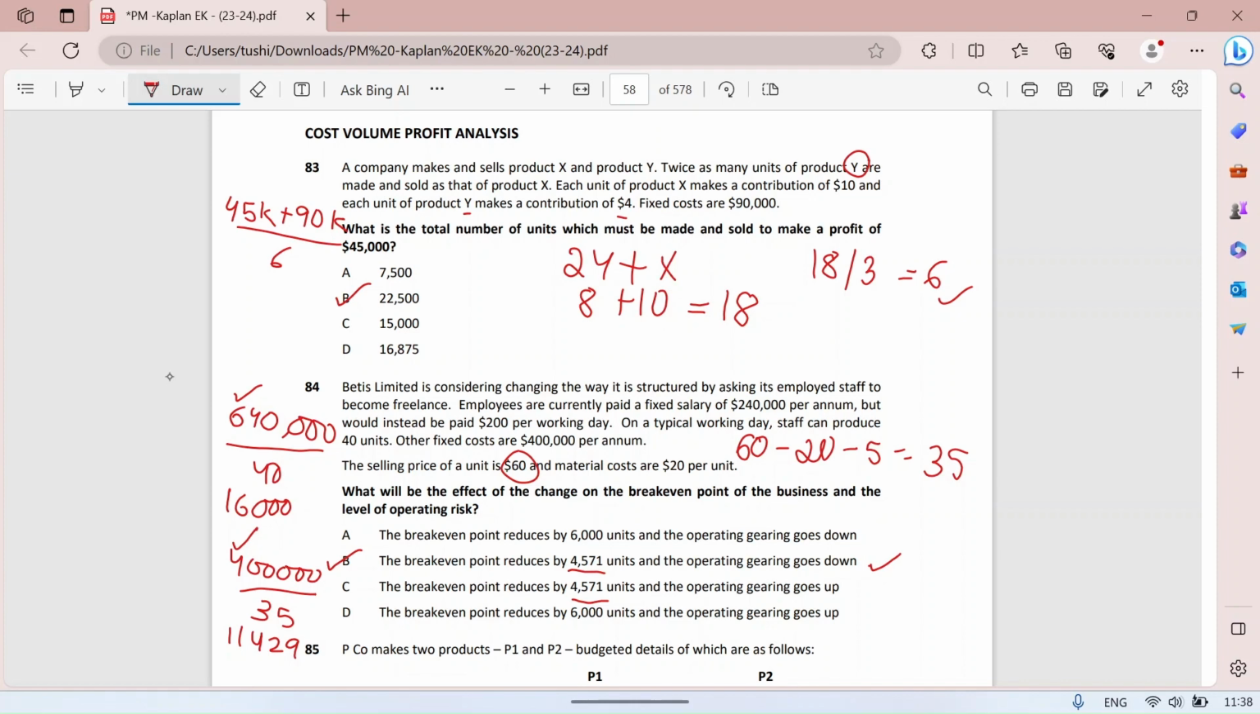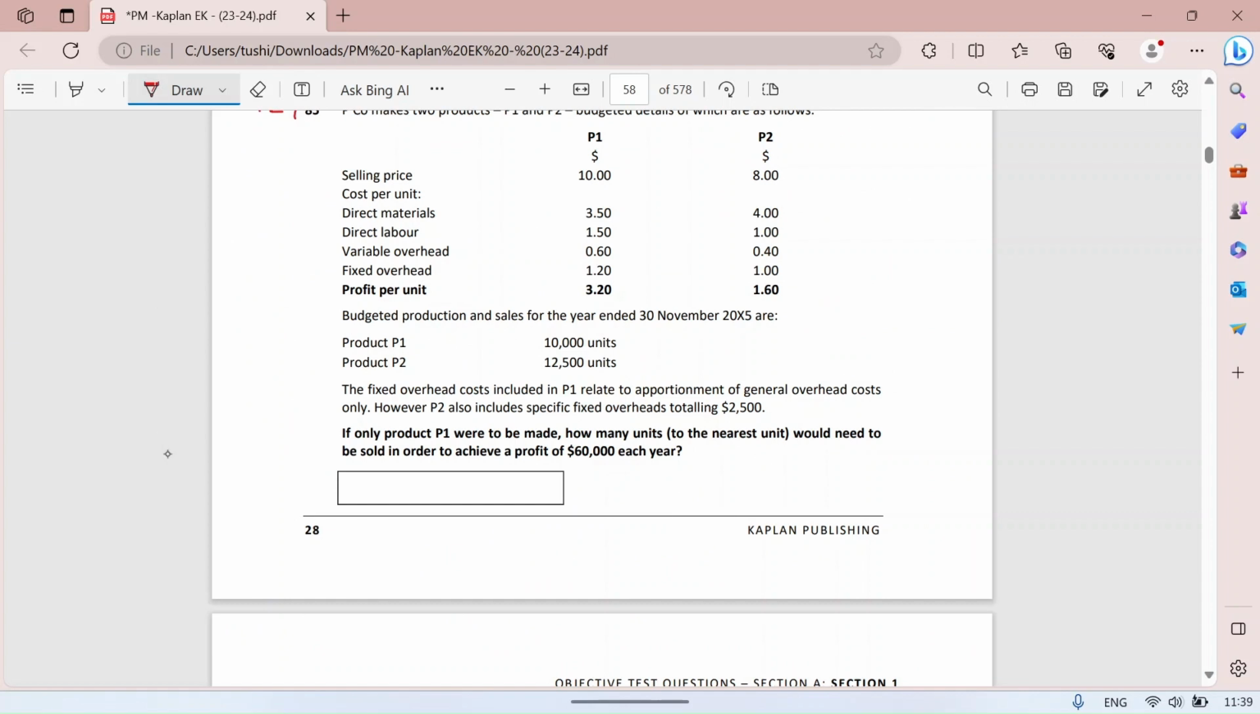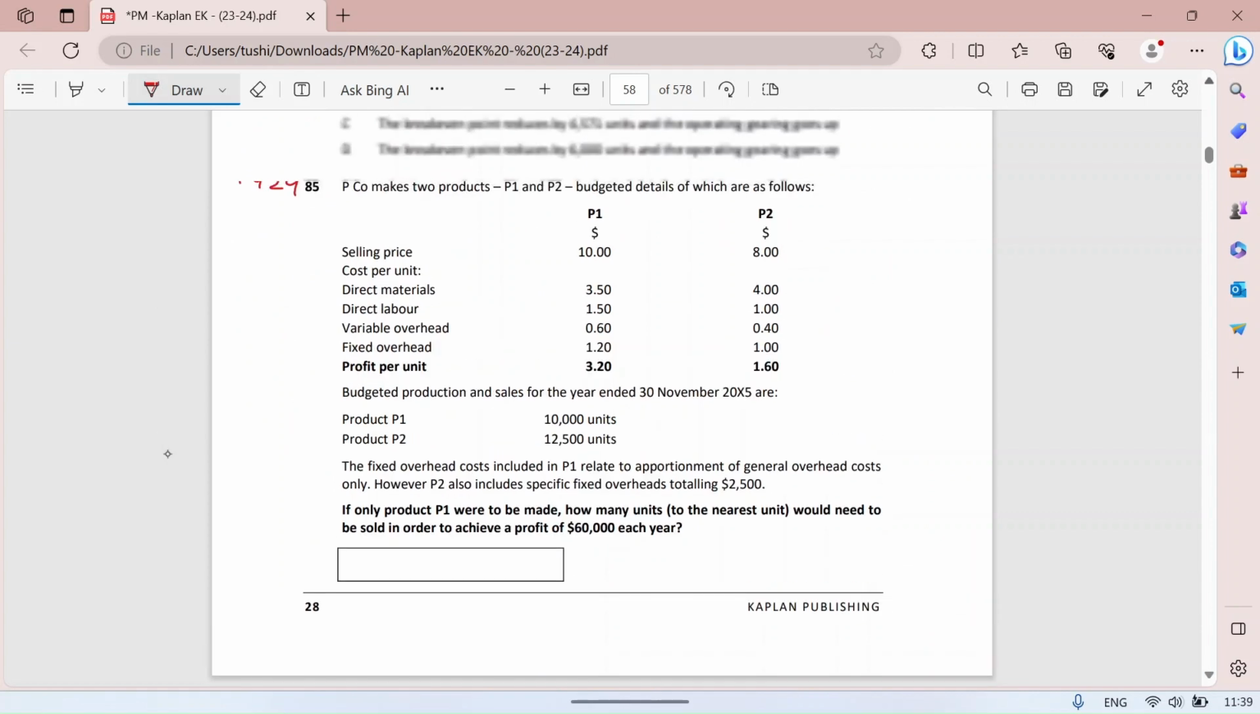Now if we move on to the next one, yes. So we have the next one with us.